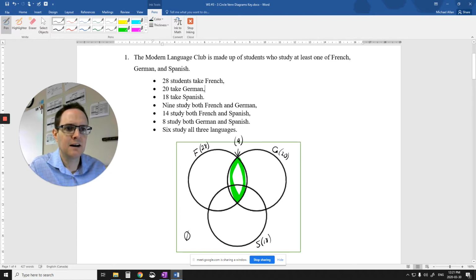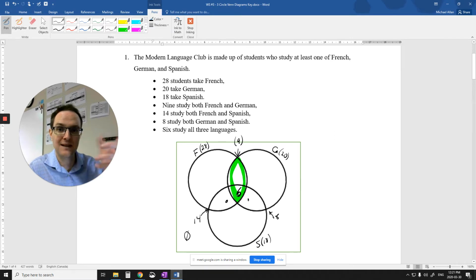What I also know is 14 study both French and Spanish. So it's the same idea. There's going to be 14 between these 2 spots, but I don't know how much in each. And there's 8 doing German and Spanish, 8 over here. The same idea. I don't know how much in both of these 2 spots, but the very last one says 6 study all 3 languages. So I know there's 6 in this middle, so I could fill that spot in.